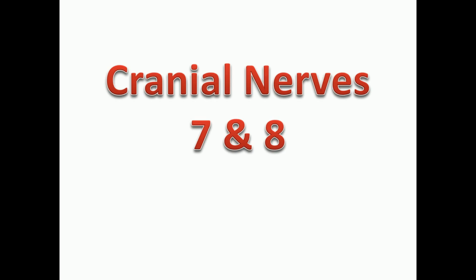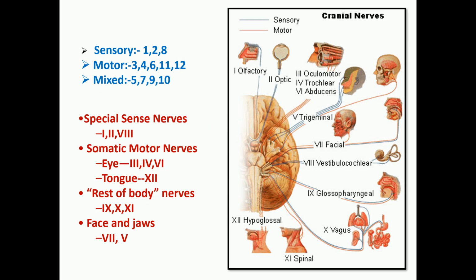Everyone, today we discuss the cranial nerves 7th and 8th. First we discuss cranial nerve 7 and in the later part cranial nerve 8. So cranial nerve 7 is called the facial nerve. It is a mixed nerve containing both motor and sensory root.